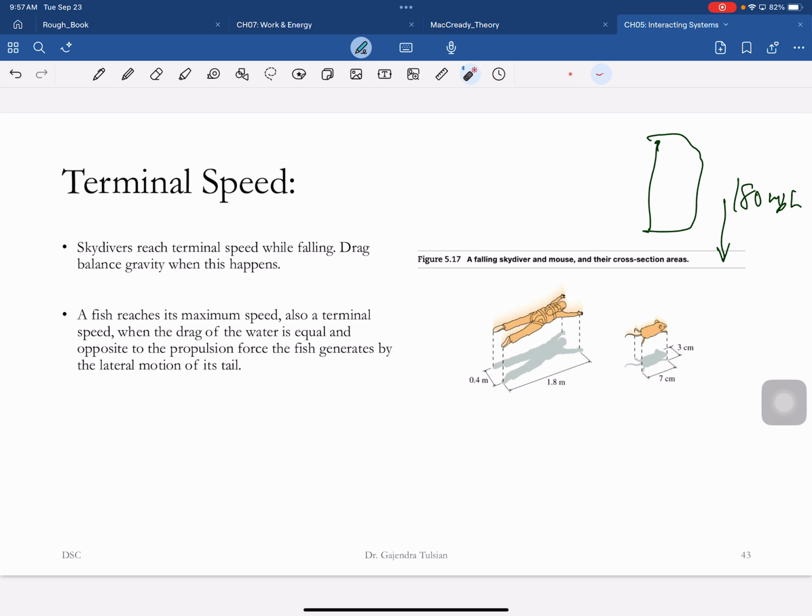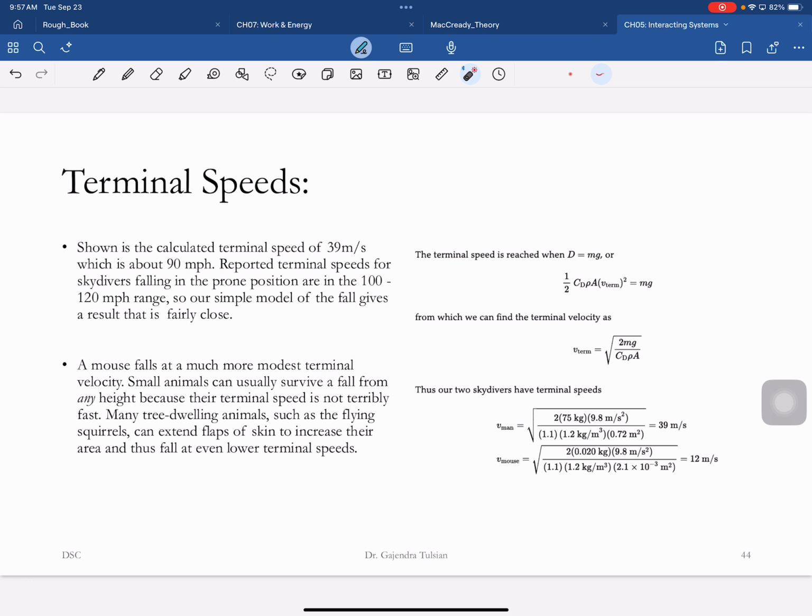Yep. And we'll see why. That's because this area of cross-section is higher than this area of cross-section. A fish reaches its maximum speed, also a terminal speed, when the drag of the water equals, in the opposite direction, the propulsion force the fish generates by lateral motion of its tail.